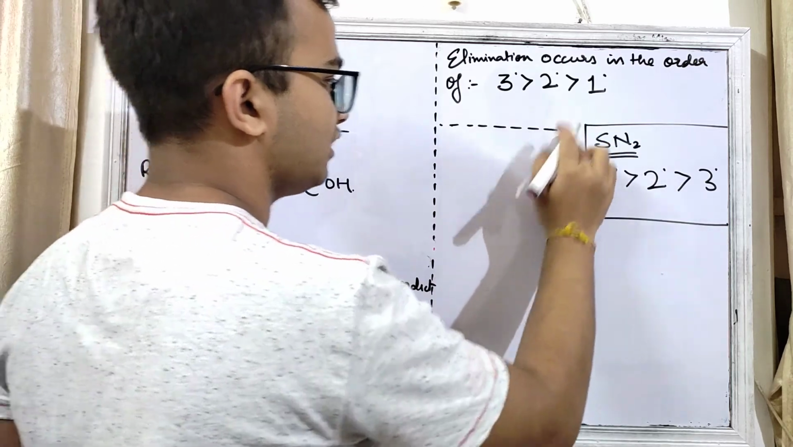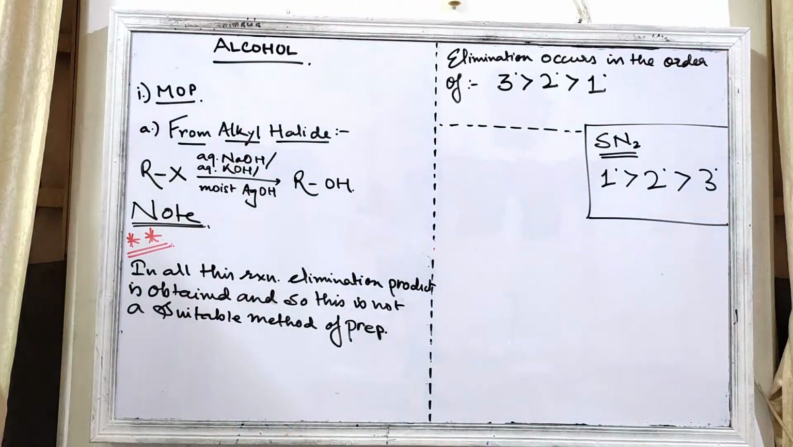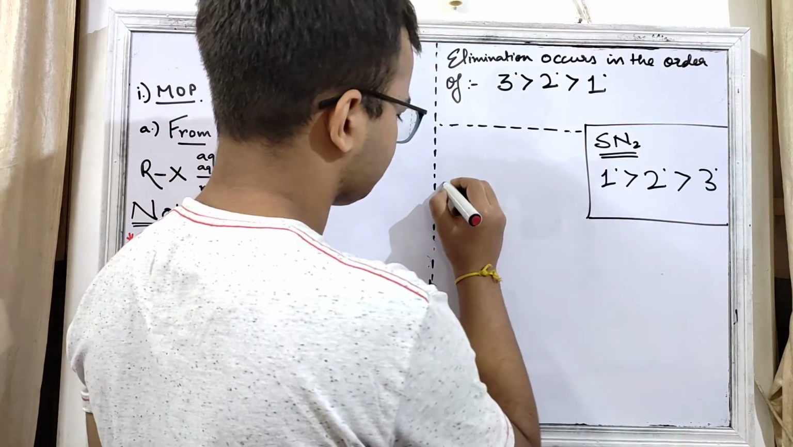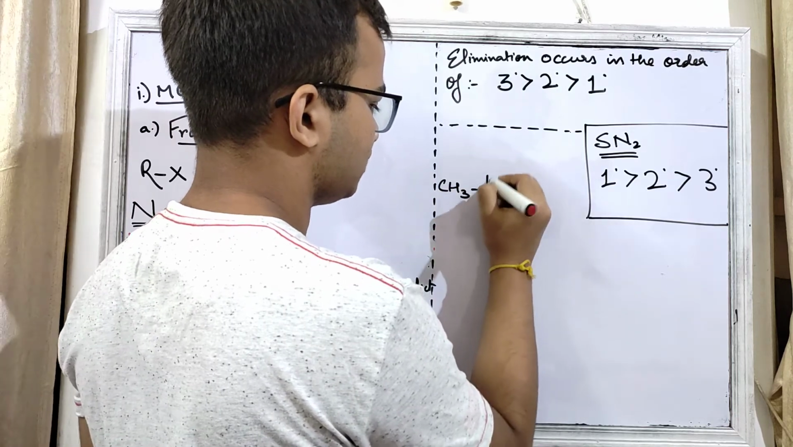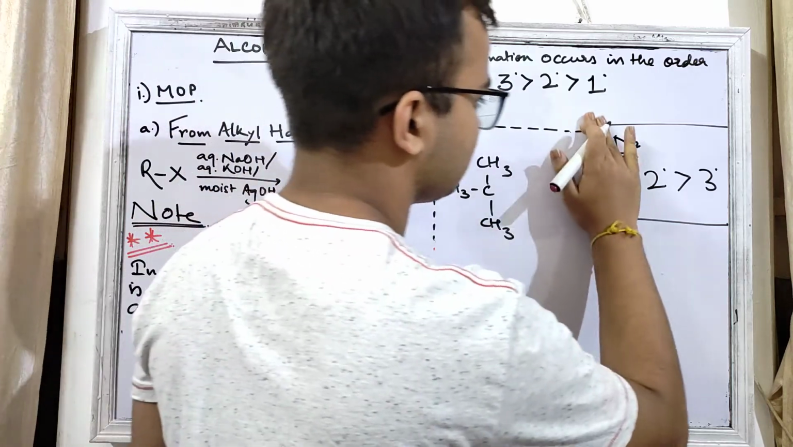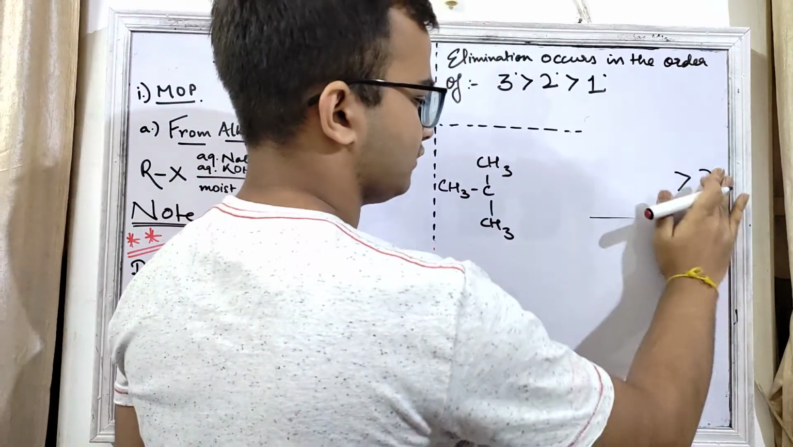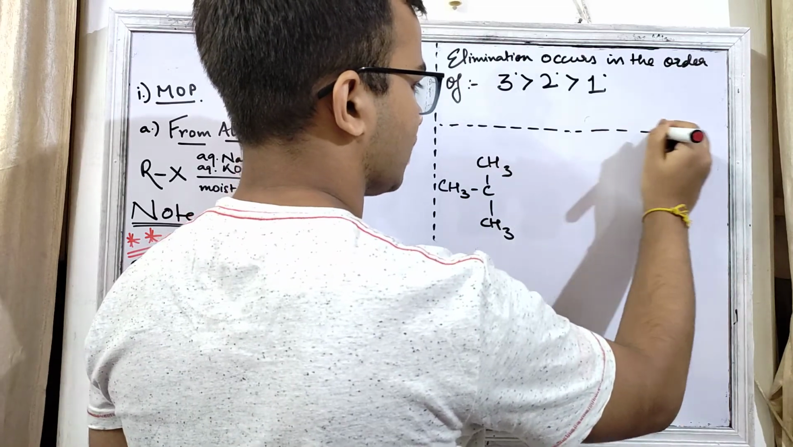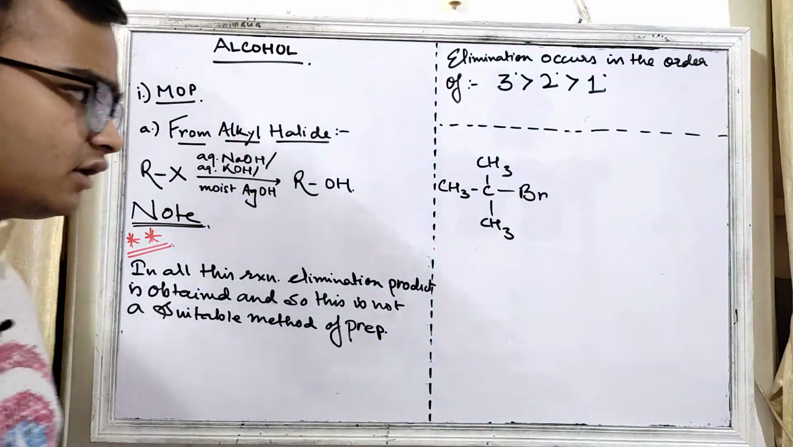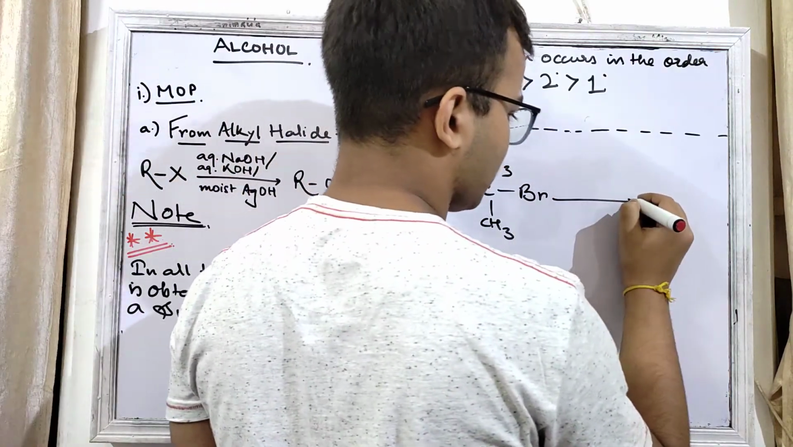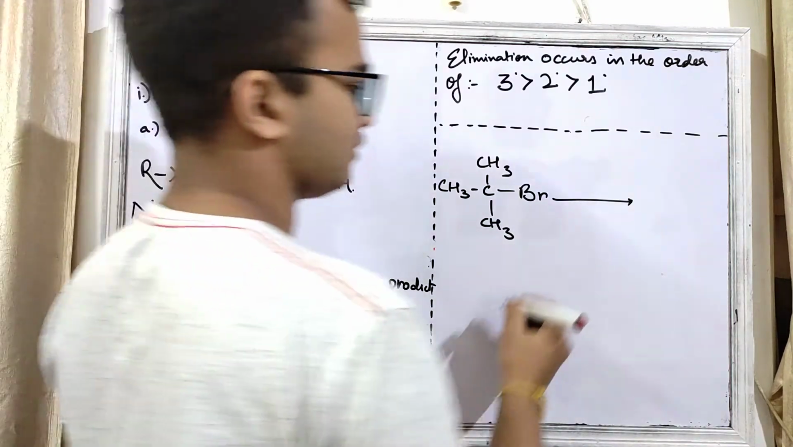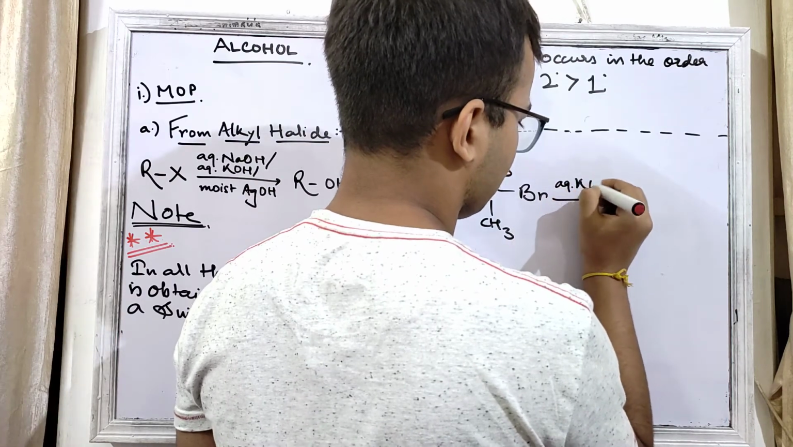Okay, so let's take the example of something like this. Let's take a tertiary alkyl bromide. The structure is like this: CH3, CH3, CH3. This is the tertiary butyl bromide. Now I am going to treat it with aqueous KOH or NaOH, anything. So let us take, for example, aqueous KOH.